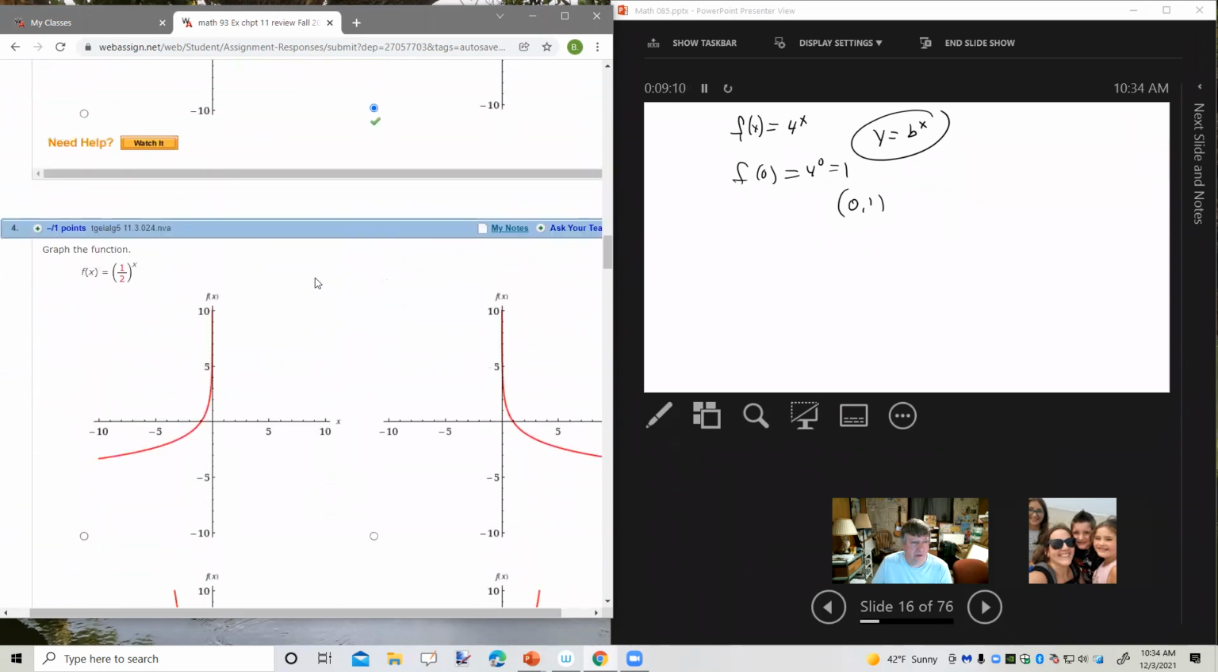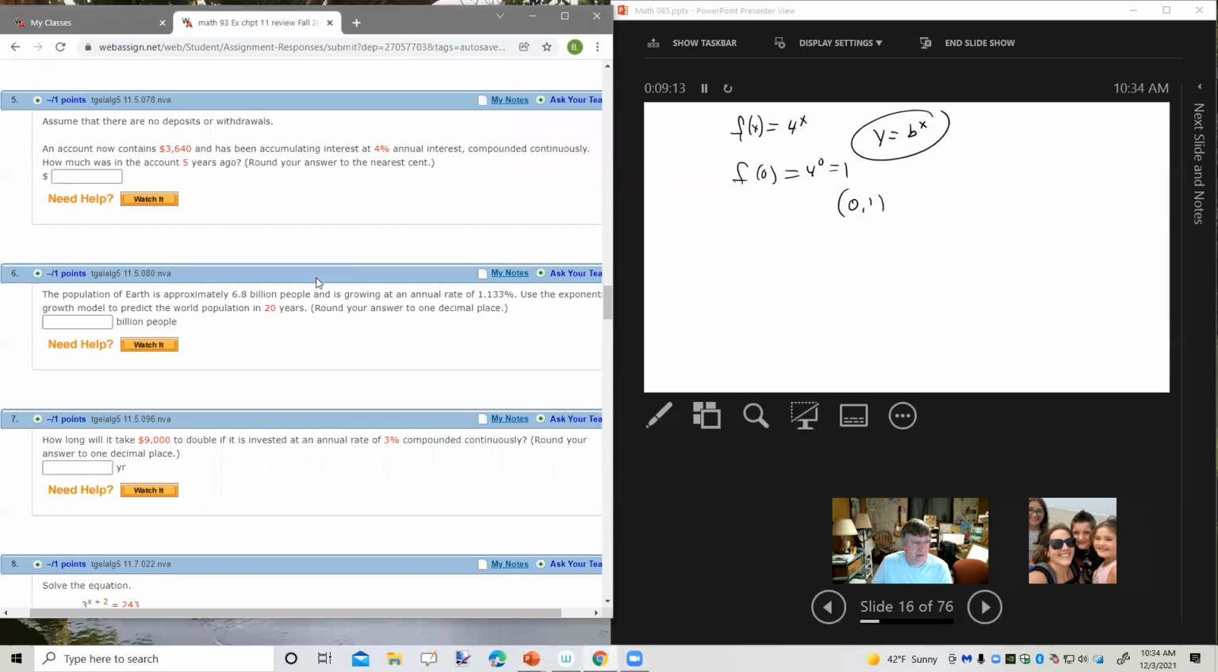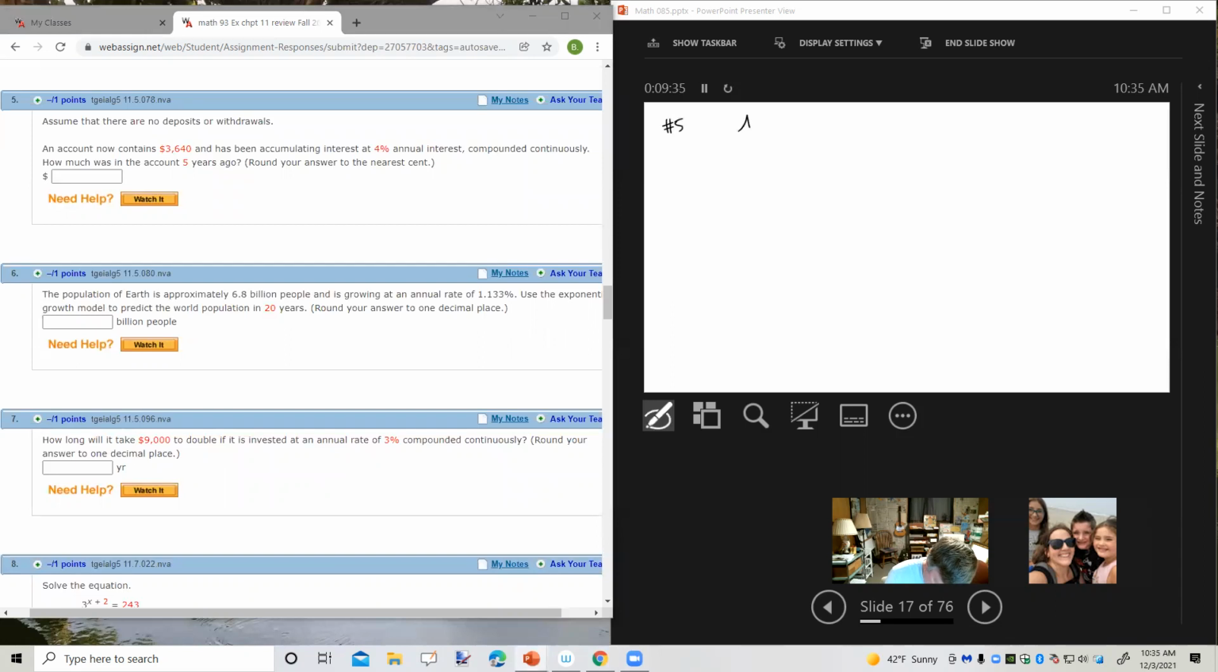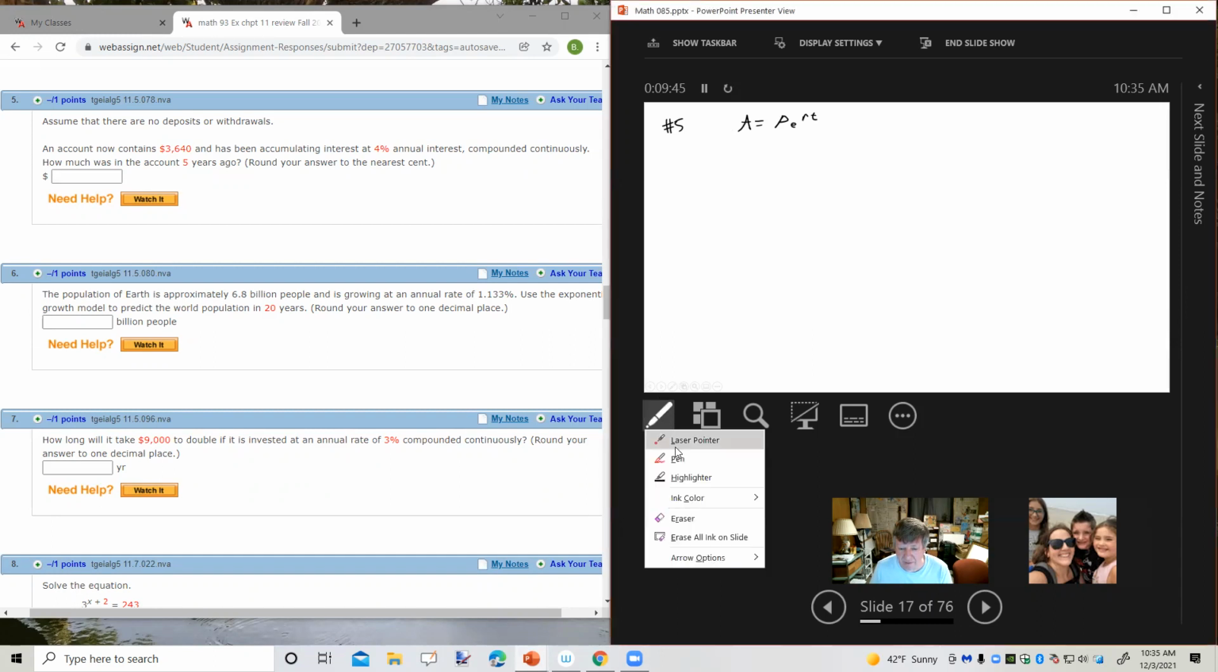Okay, let's see, where did that one go? All right, let's take a look at this problem. Assume there are no deposits or withdrawals. An account now contains $3,640 and has been accumulating interest at 4% annual interest compounded continuously. All right, so we're talking compounded continuously. Let's see what this is, number 5. So we're going to be using P e to the rt. Sorry, that's a strange looking P. Let me fix that.